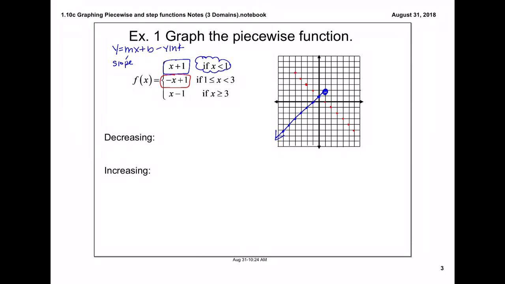We want all the values between 1 and 3. So x equals 1 right here. We want a closed circle because it's less than or equal to. x equals 3 right here. We want an open circle because it's just less than. And all the values between there would be right here. Everything else on our graph we want to go ahead and erase, so we only want that one specific piece.